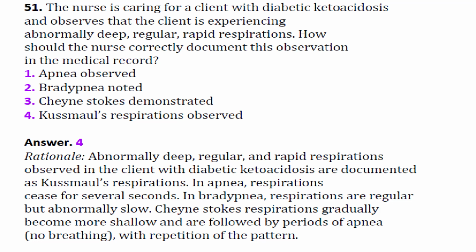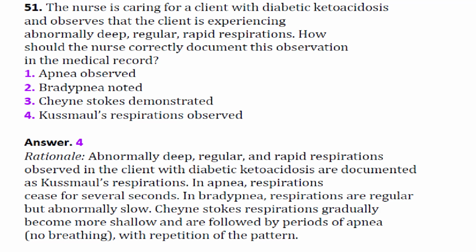1. Apnea observed. 2. Great apnea noted. 3. Cheyne-Stokes demonstrated. 4. Kussmaul's respirations observed. Answer. 4. Rationale. Abnormally deep, regular, and rapid respirations observed in the client with diabetic ketoacidosis are documented as Kussmaul's respirations.